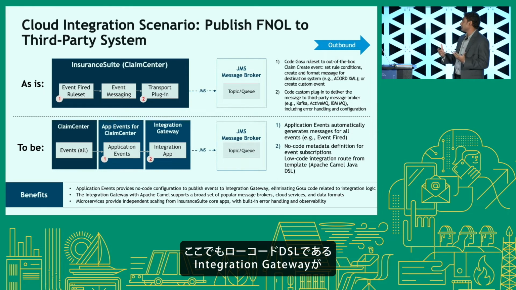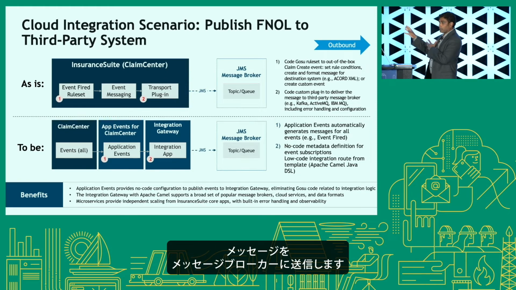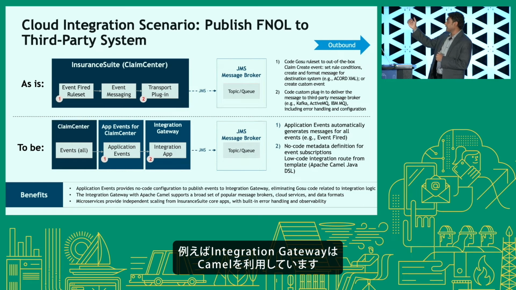And for the integration gateway, again, we are talking about low-code DSL to be able to massage that and put it into the broker. As an example, integration gateway uses Camel, like I was talking about. Camel has a JMS component, right? So you don't have to do much work there. You just take the JMS component and deliver that. So that's the benefit you get.